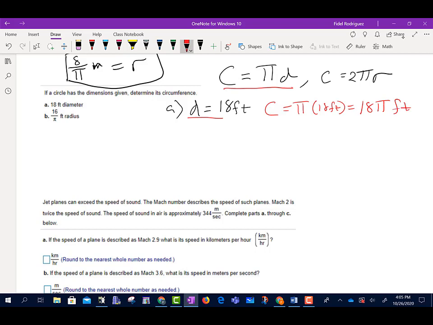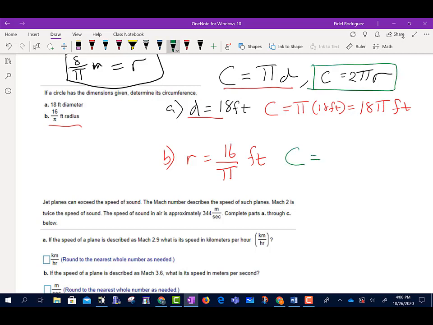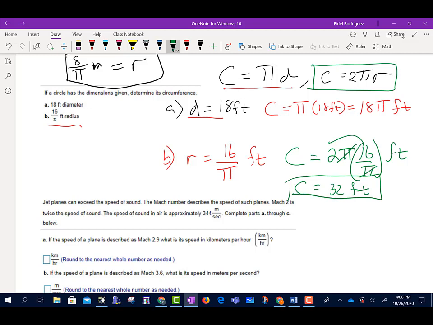Okay. Now part B, we know the radius. The radius in part B is 16 over pi feet. Okay. So because I know the radius, I'm going to use this formula. So C equals 2 pi times my radius, which is 16 over pi feet. Okay. So 2 times 16 is 32. These pi's are going to cancel, so my circumference will just be 32 feet. Okay.